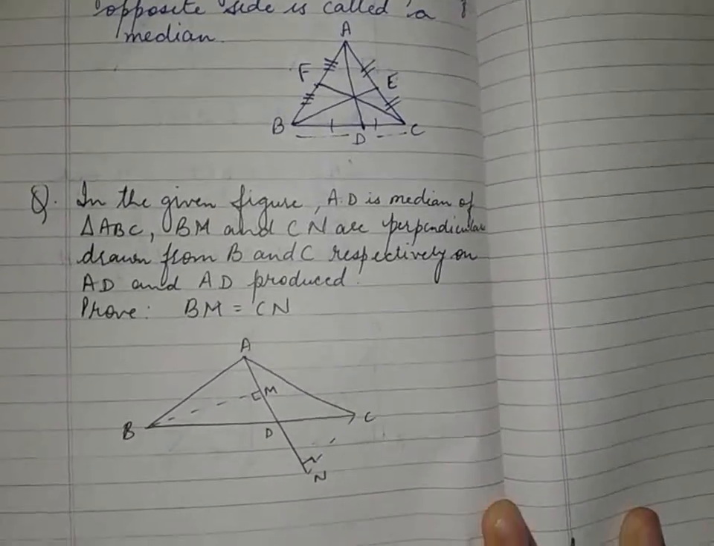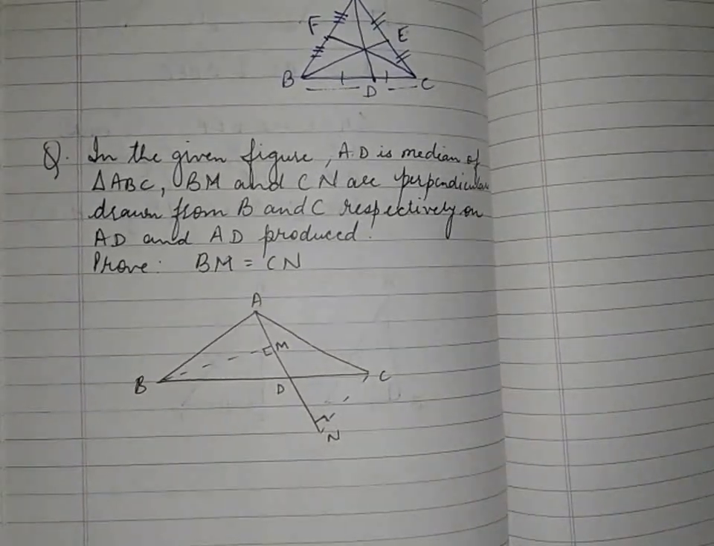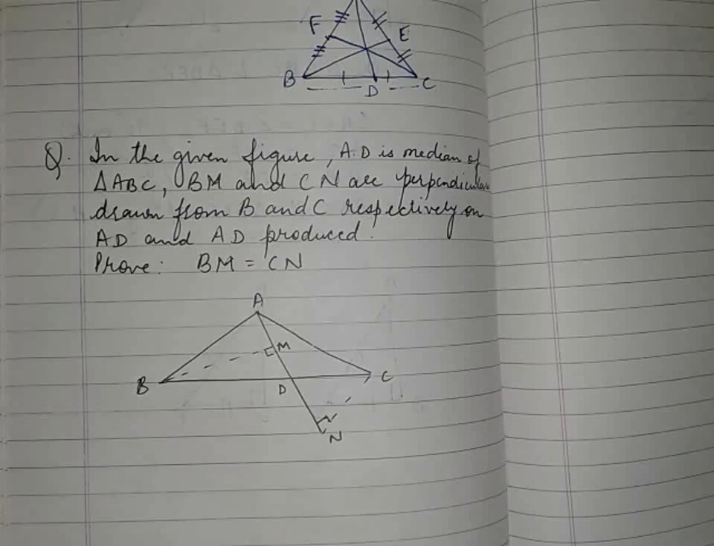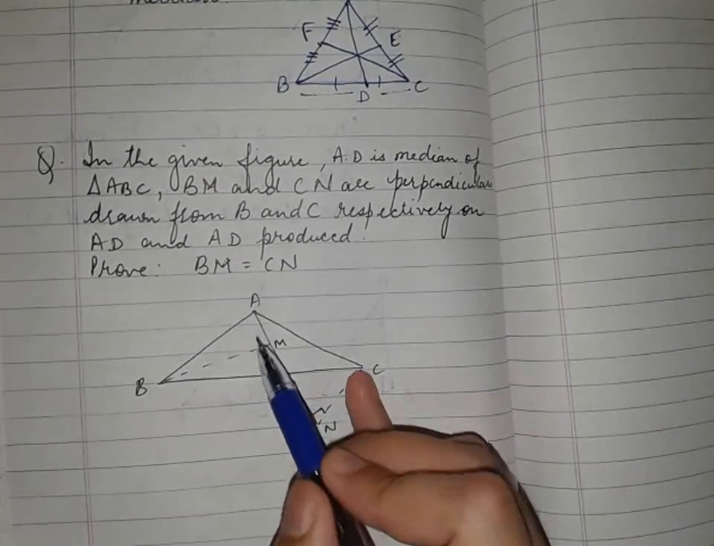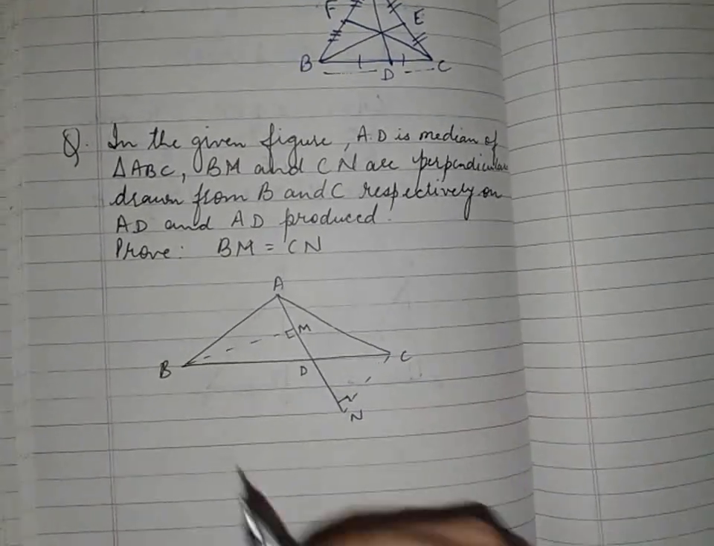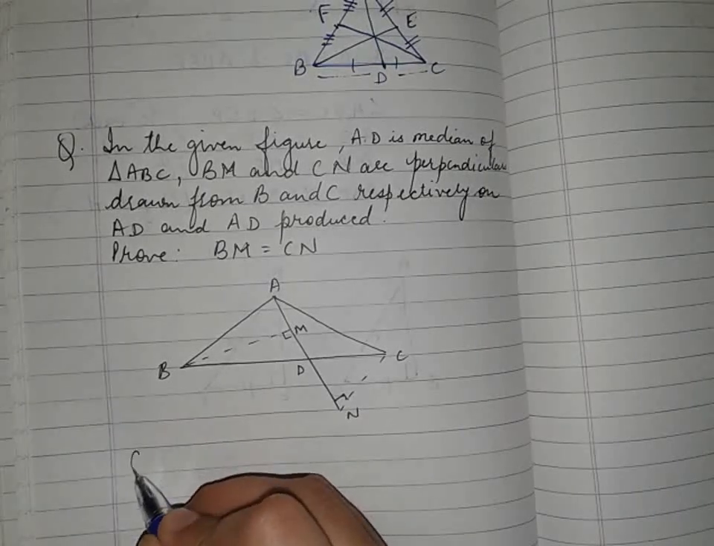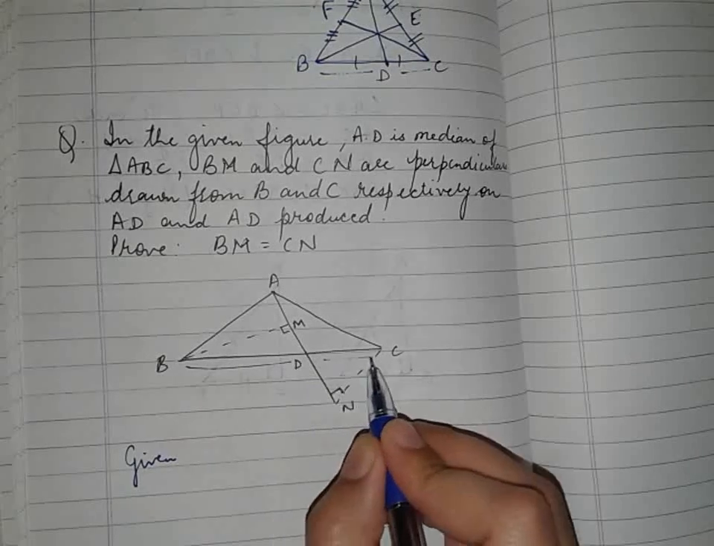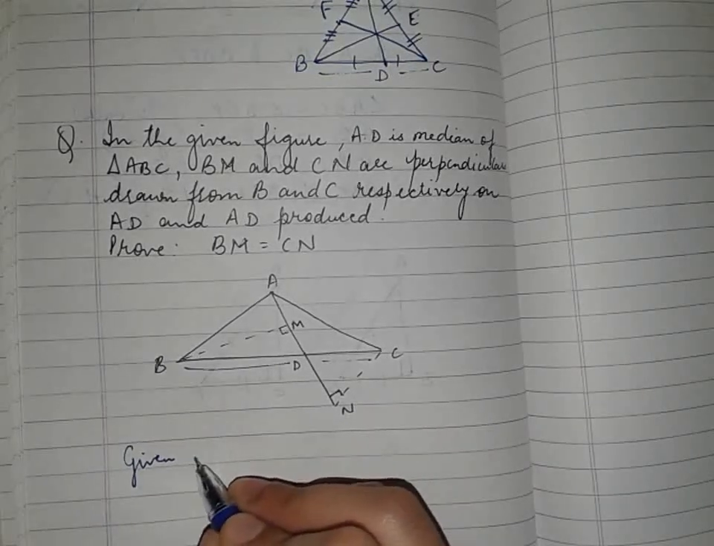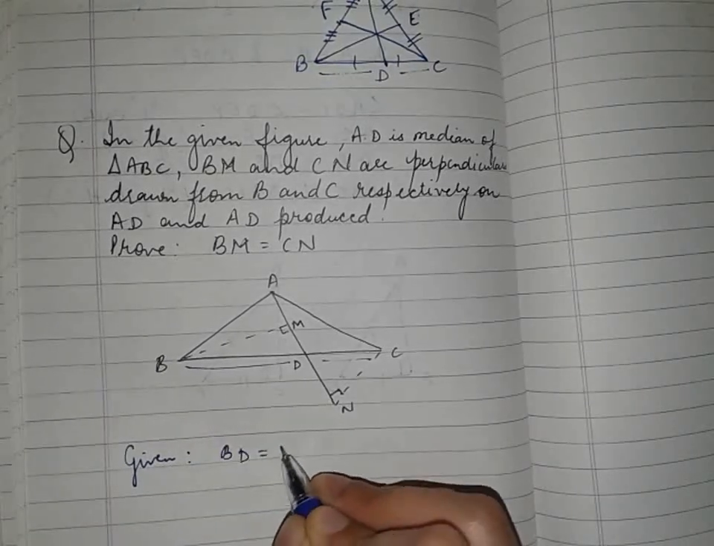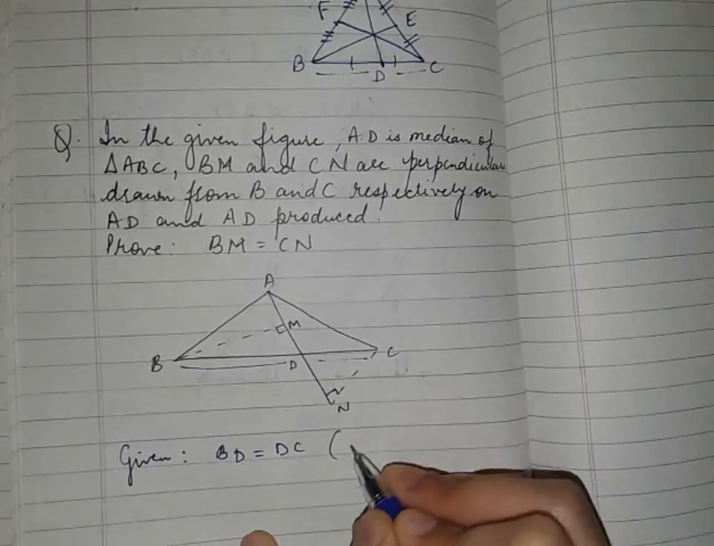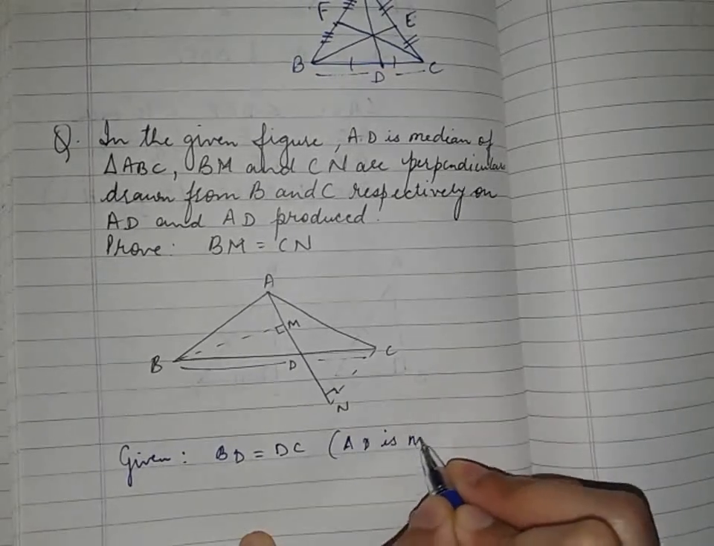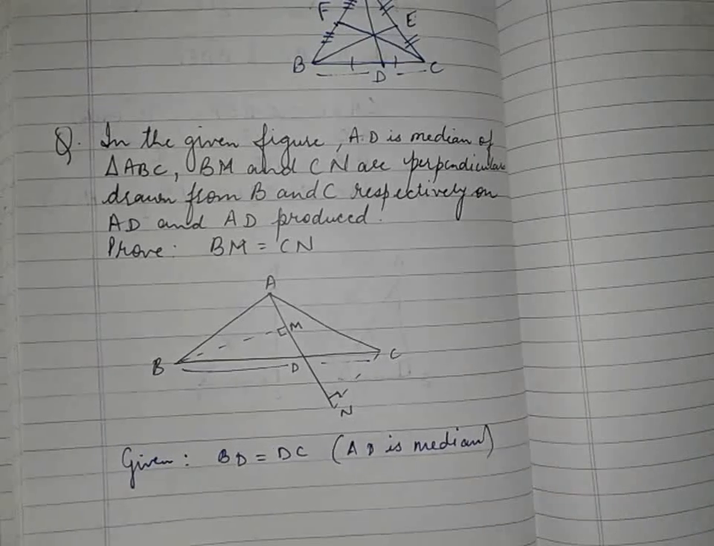See the question now. In the given figure, AD is the median of triangle ABC. First of all, AD is a median means, it is given that because AD is a median, this BD will be equal to DC. BD is equal to DC. Reason, AD is median.